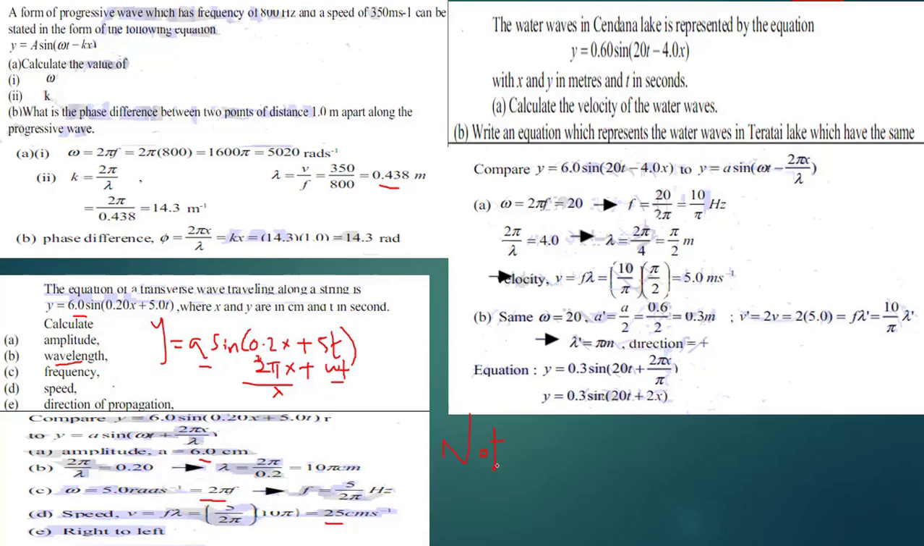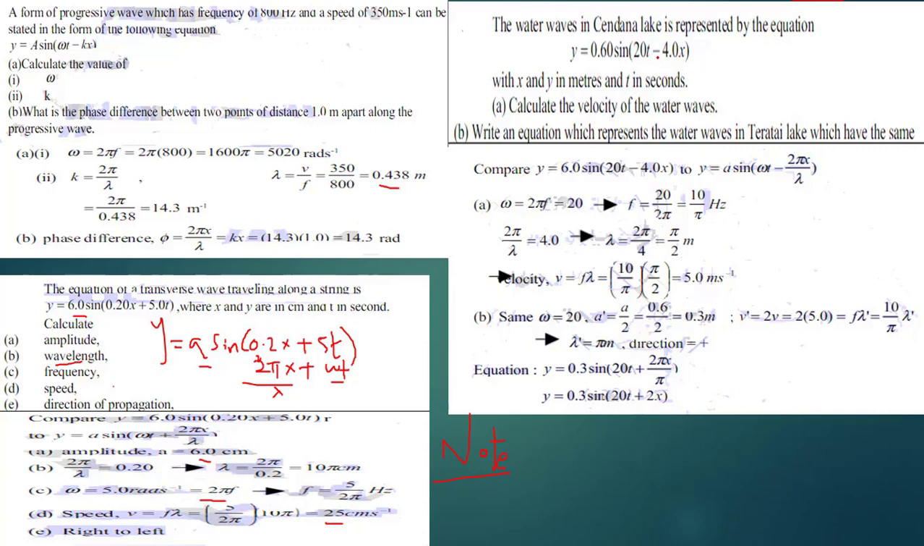One thing to note, in NECTA questions, most of the time they ask one question that they like very much: rewrite this equation going in the opposite direction, which is very, very simple. You just change the sign. You just put positive, because they want to test if you know what determines the direction in this equation. What determines the direction?